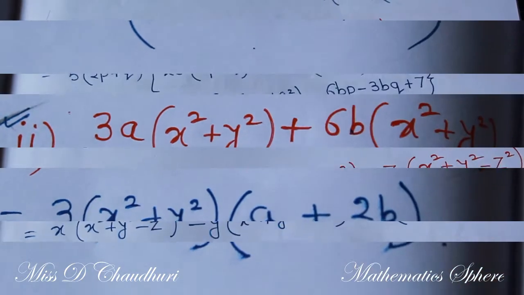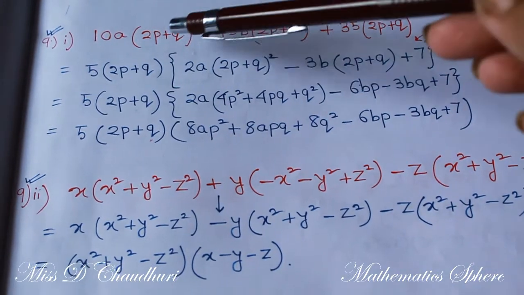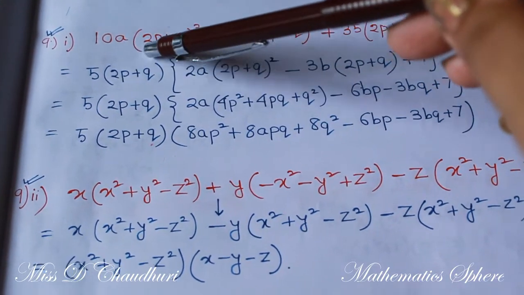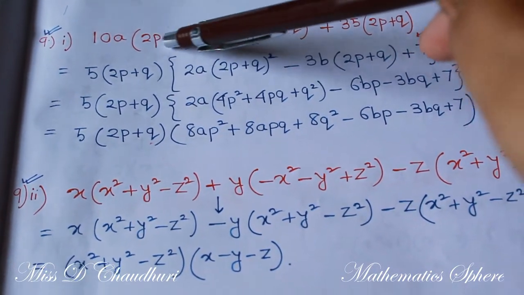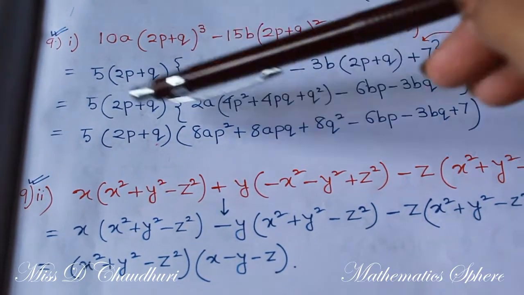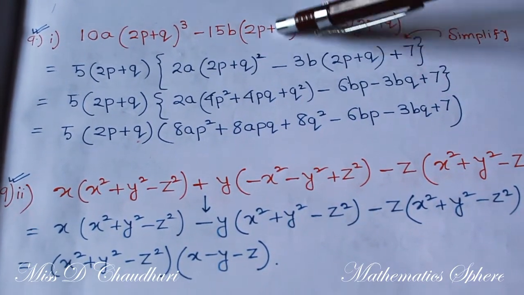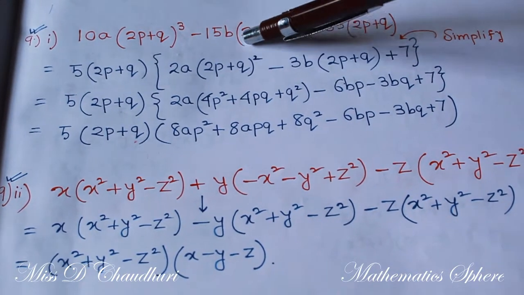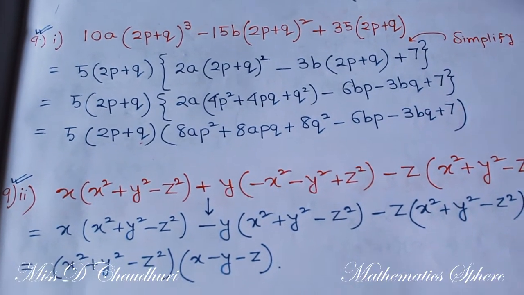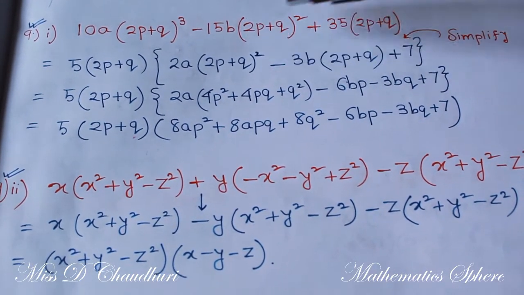Okay, now see the next sum. Now see these two sums. These sums are important. In this first sum, they have given you a bigger expression. Here it is given 10a into (2p plus q) whole cube, means this binomial is there for 3 times, multiplied by itself 3 times, to the power 3, minus 15b into (2p plus q) whole square, means twice it is multiplied with itself, and plus 35 into (2p plus q). Now you see one thing here, 2p plus q is there for 3 times here, 2 times here and 1 time here.